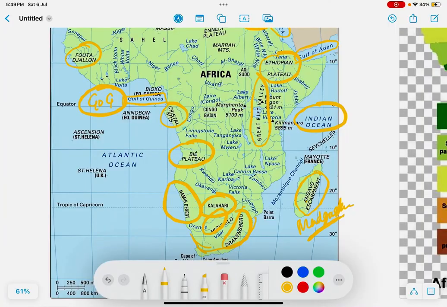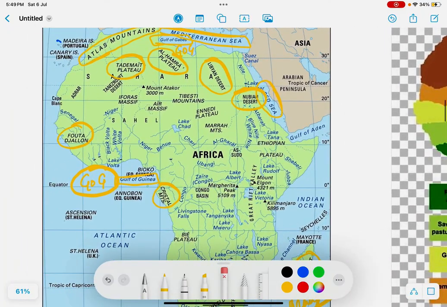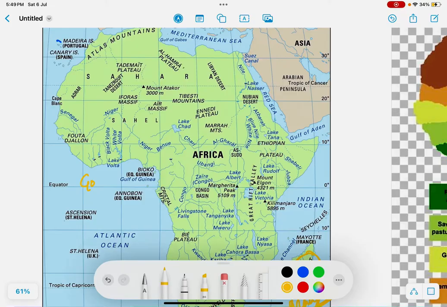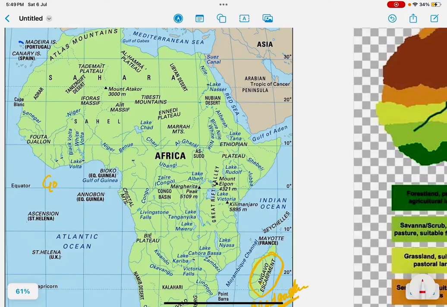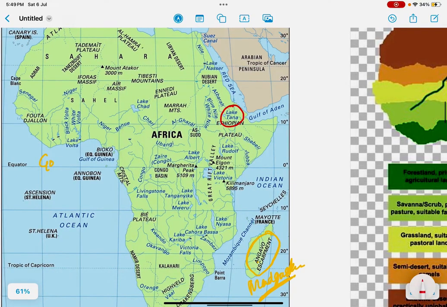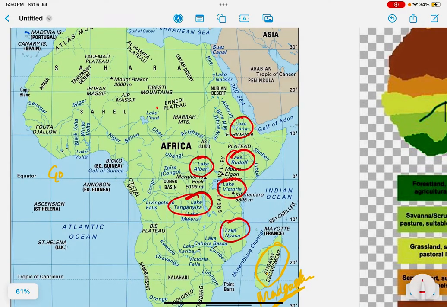So we have seen the major landforms. Let's just remove some of them and see other important aspects that are there in this map, right? So let's see. First, we have rivers. There is Lake Tana here, another important lake. Then Lake Albert is here, Lake Victoria, Lake Rudolph, Lake Tanganyika, Lake Nyasa. Then we have Lake Chad, Lake Volta, and these are the important lakes that you should know.